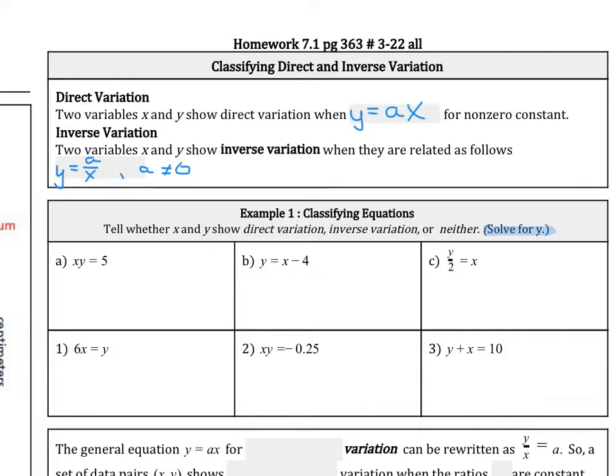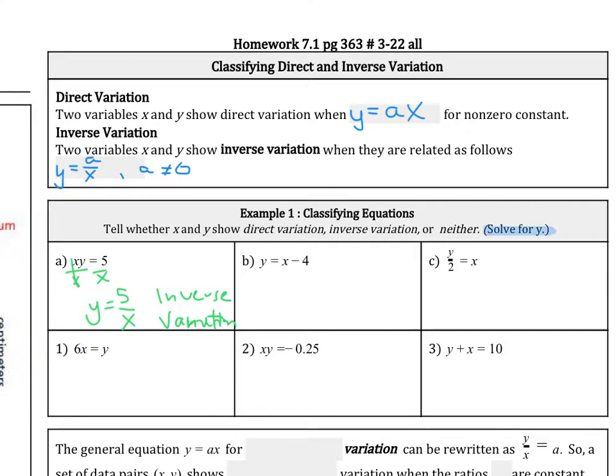So we have x times y equals 5. So what we want to do is isolate the y. So if we divide by x, we have y equals 5 over x. So this looks like our inverse variation. So therefore, this is inverse variation.